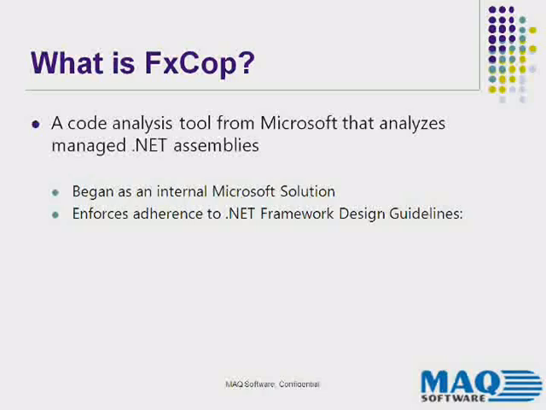So FXCop parses through your assemblies based on certain specific rules. Those rules are already predefined. They are basically of 9 types, of which the following 7 are relevant. The first one is design rules. These rules represent potential design flaws. Examples are assemblies having strong names, avoiding out parameters, and usage of properties where appropriate.